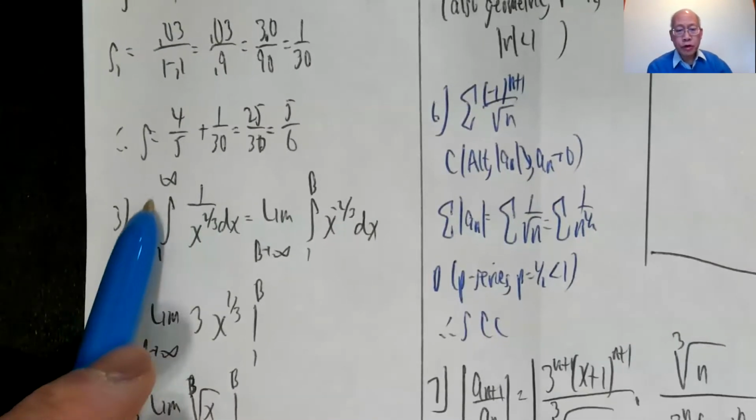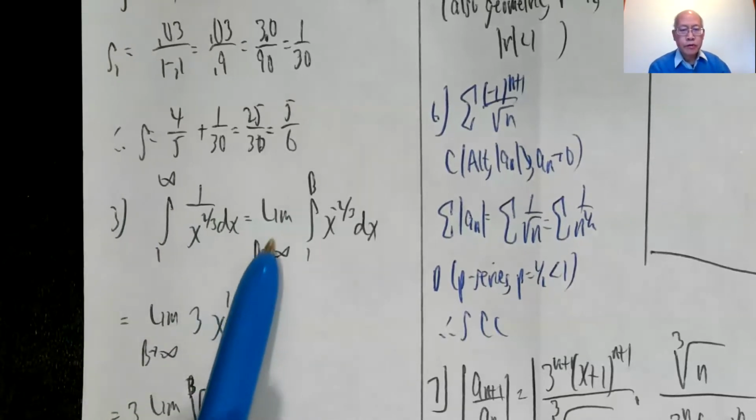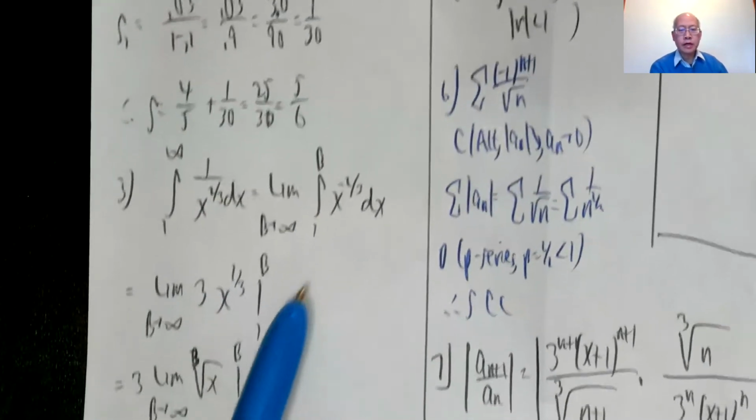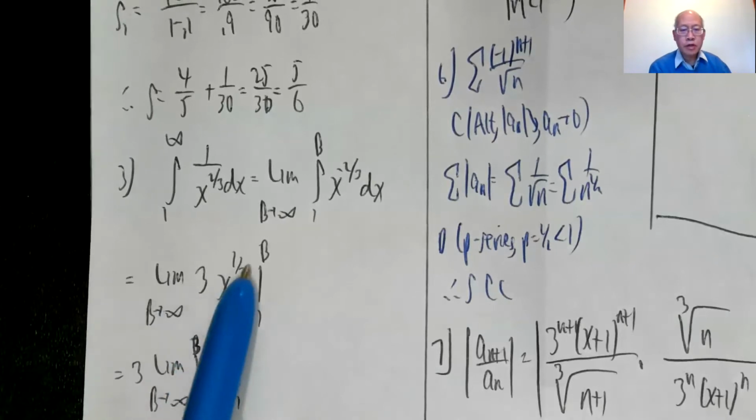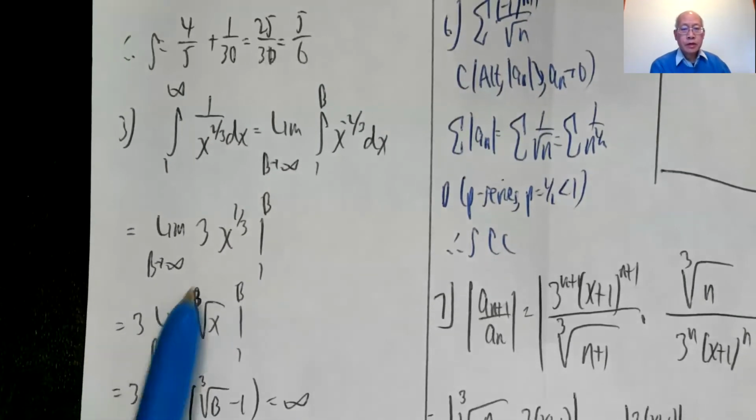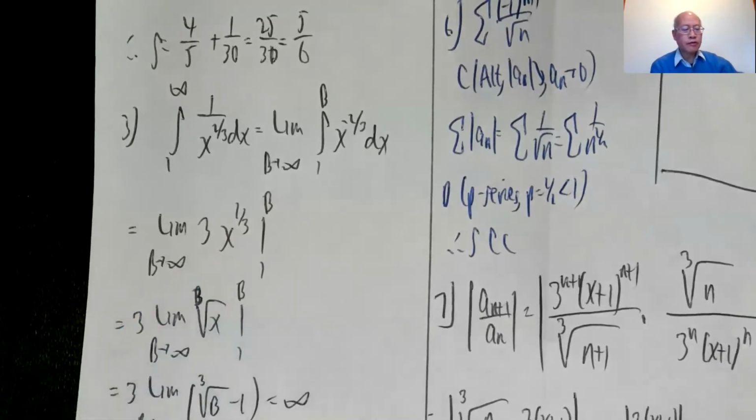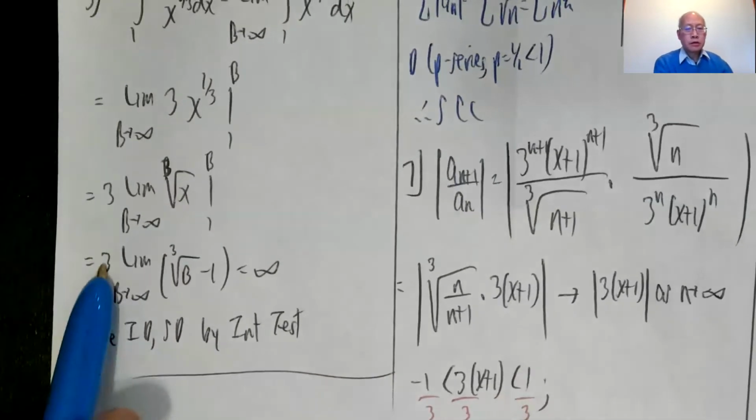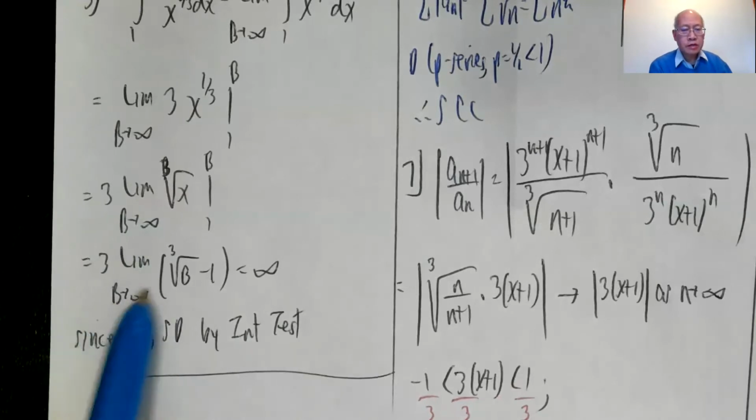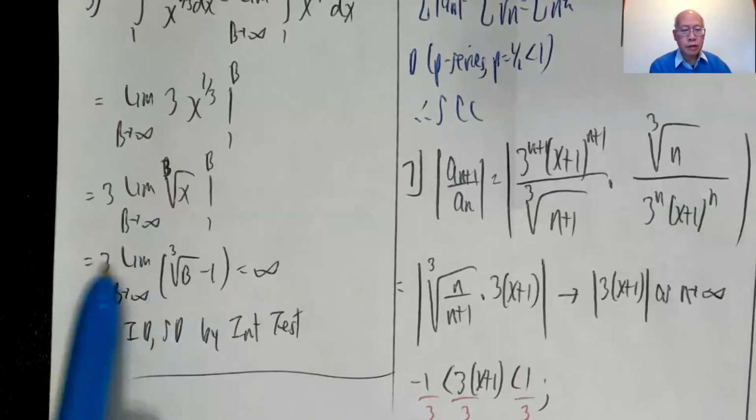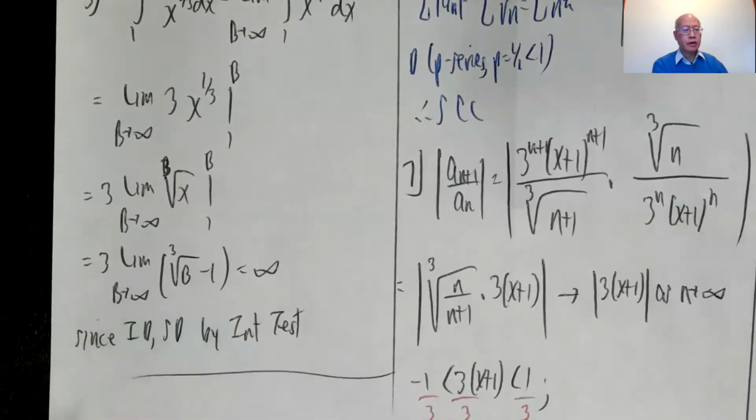Number 3, the integral from 1 to infinity of 1 over x to the 2/3 dx. That's the limit as b approaches infinity of the integral from 1 to b of x to the negative 2/3 dx. Limit as b approaches infinity, 3x to the 1/3 from 1 to b. Take out the 3. x to the 1/3 means cube root. So 3 times the limit as b approaches infinity of the cube root of x from 1 to b. Plug in b, you have cube root of b. Plug in 1, you have 1. As b gets big, this gets big, subtract 1, it's big, multiply by 3, it's big, so it diverges. Since the integral diverges, the series also diverges by the integral test.